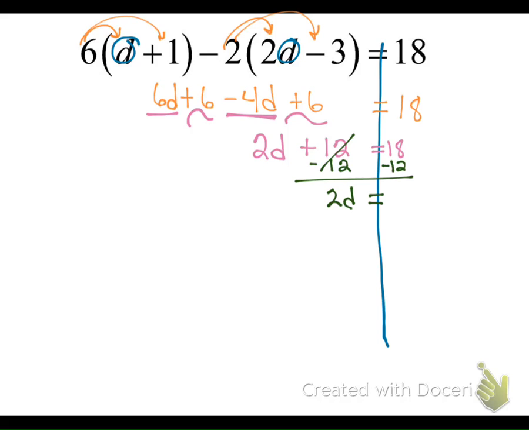$18 minus 12. 4. No, 6. Guys, struggle bus this morning. And how do I get D by itself? Divided by 2.